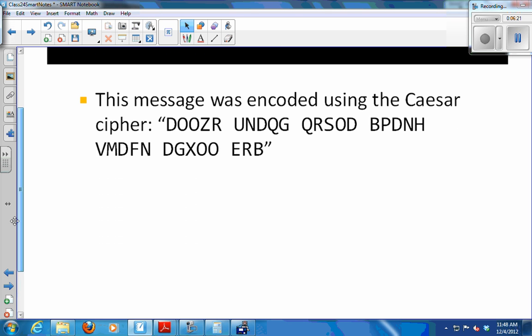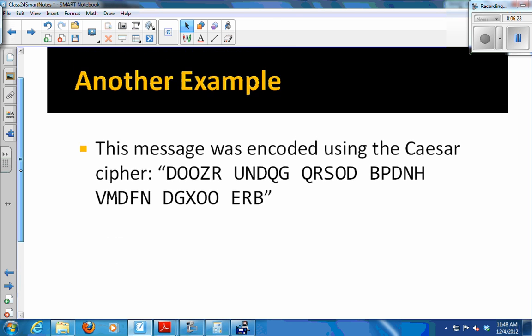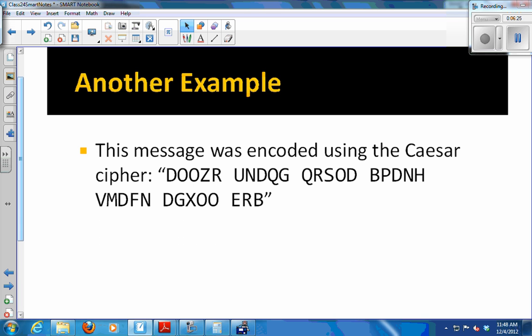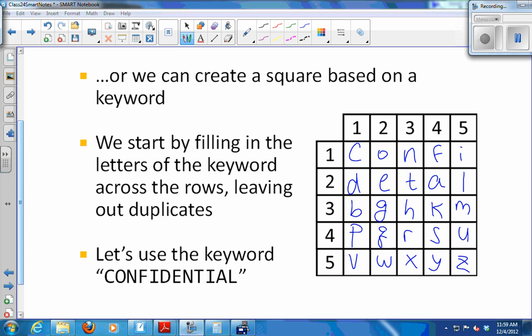So here's another example. Here's a message that I encoded using the Caesar cipher. Try to decode it. What does it say? Okay, I just paused it when I had you decrypt the thing.